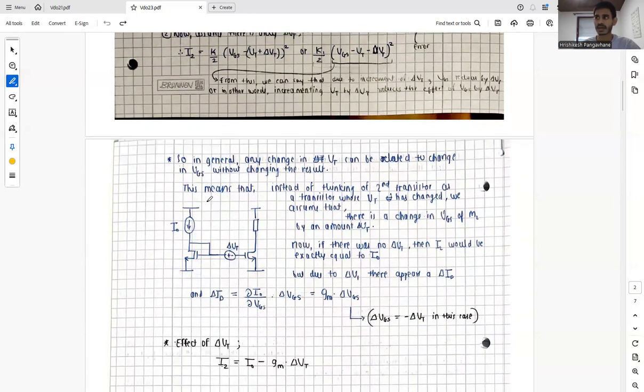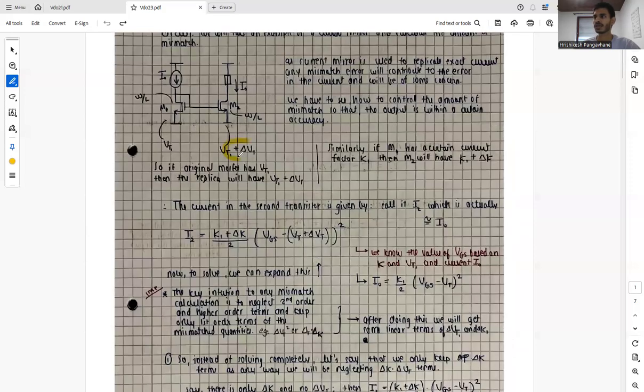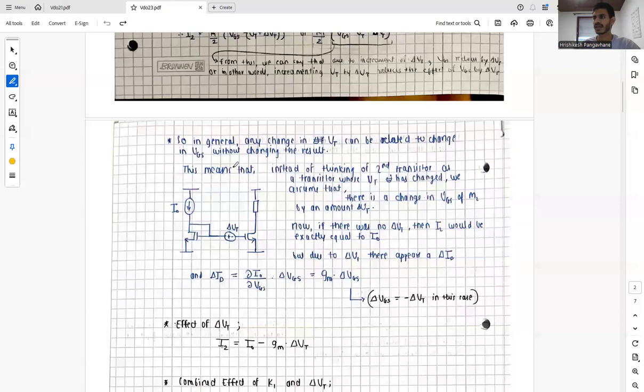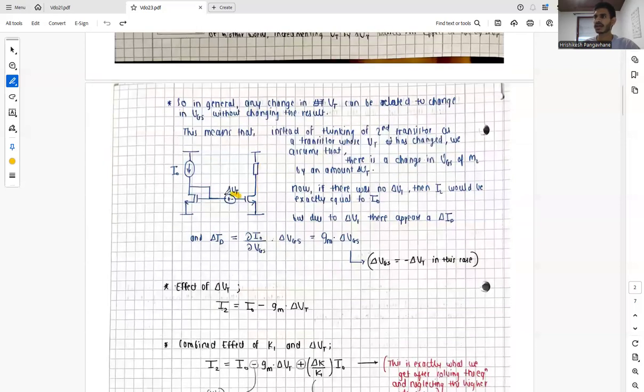This means that instead of thinking of the second transistor as a transistor whose VT has changed to VT plus delta VT, we can say that it has the same VT and there is a change in VGS of M2 by the amount of delta VT. And now if there was no delta VT, then I2 would be exactly equal to I naught. But due to delta VT, there appears delta ID.